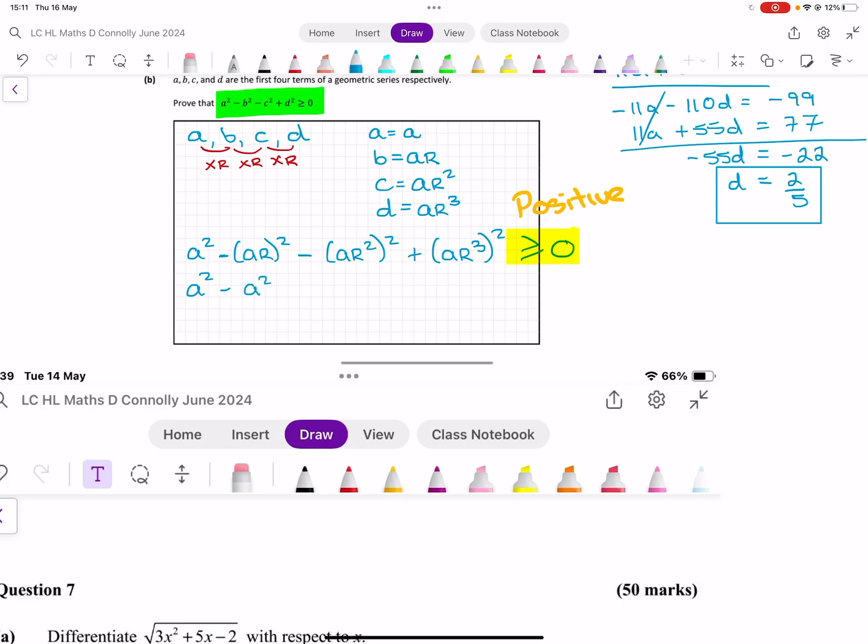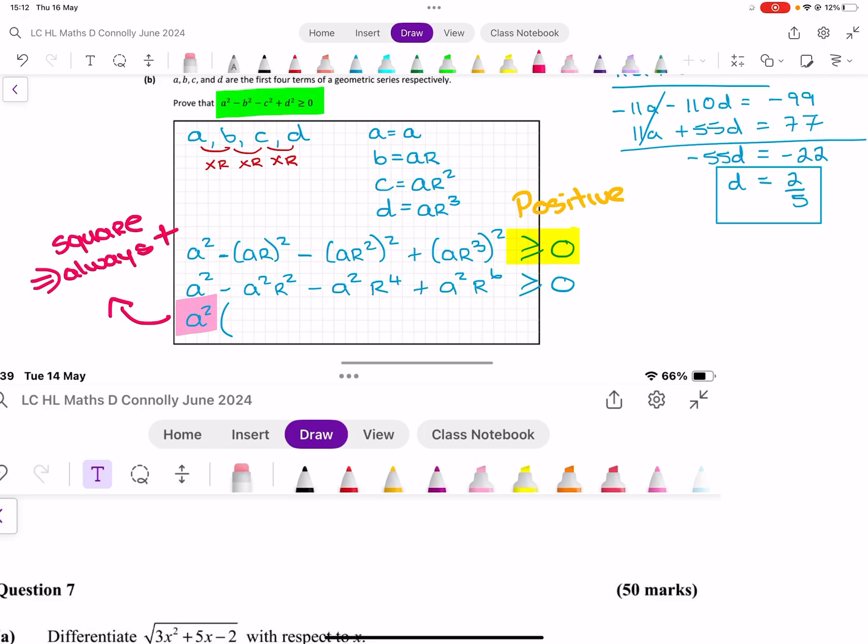minus A squared r squared minus A squared r to the 4 plus A squared r to the 6. Now, I can take A squared out as a common factor, which is good because that is a square, and squares are always positive. So that's potentially good. It leaves us with 1 minus r squared minus r to the 4 plus r to the 6.